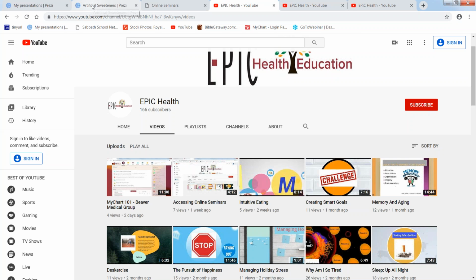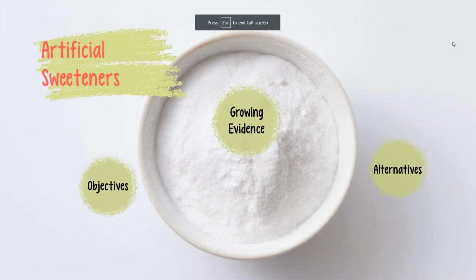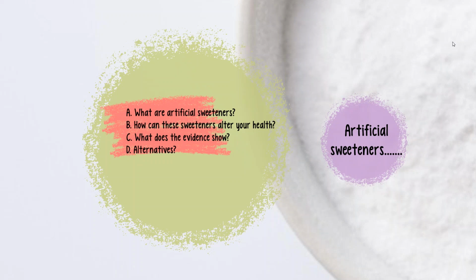All right, well, with that being said, let's jump to our webinar for today. The topic for our webinar for today is artificial sweeteners. Artificial sweeteners are everywhere, but the jury is still out on whether these chemicals are harmless. The questions we would like to answer during this webinar are: what are artificial sweeteners? How can sweeteners alter your health? What does the evidence show? And lastly, are there any alternatives?